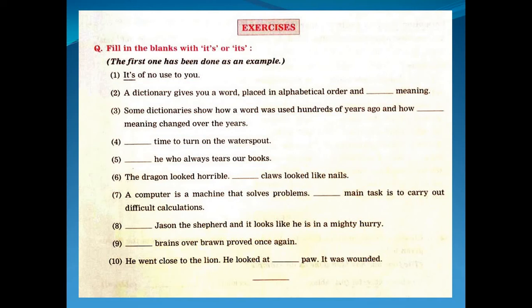Let us see the second one. A dictionary gives you a word placed in alphabetical order and dash meaning. Its meaning. So which its will come here? Simple its without apostrophe s.